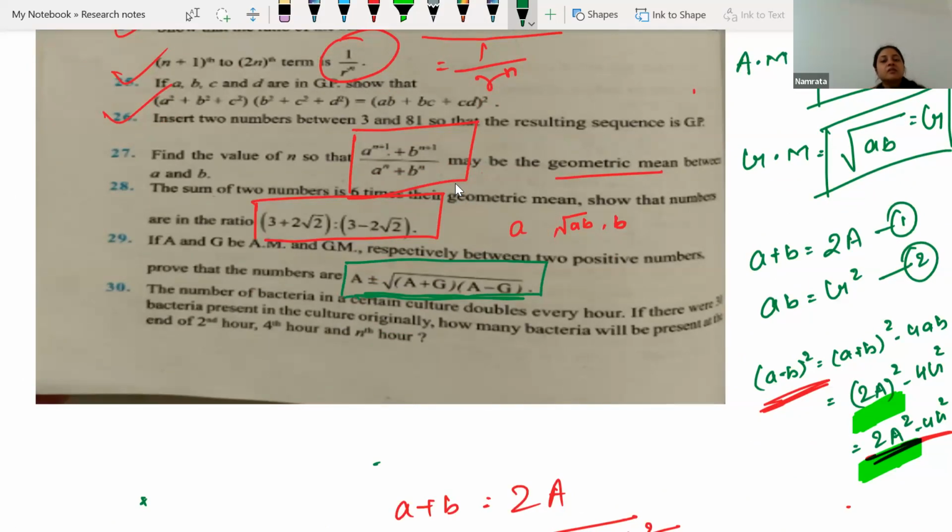Yes, ma'am. So A square minus G square means what? A plus G, A minus G only, right? Yes, ma'am. Now the next one.